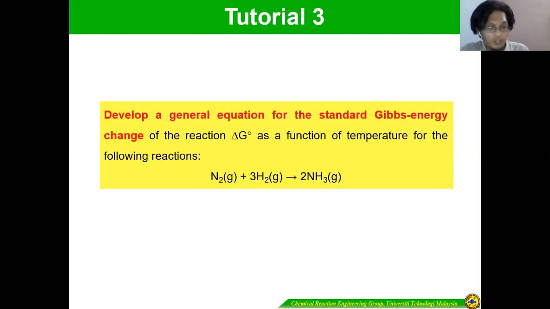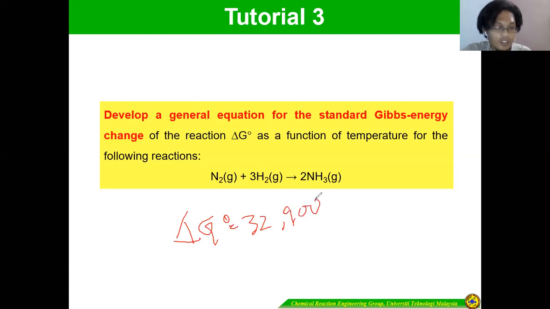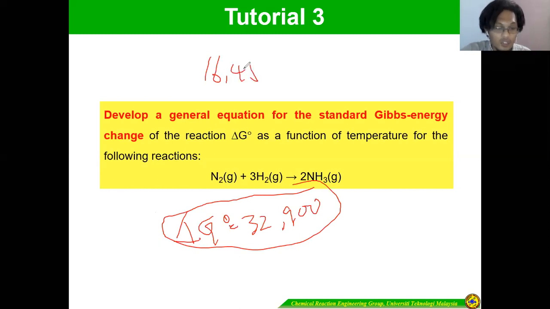Kenapa? Kan delta G yang awal tu kan negative 32,900. Terus yang page 2 itu negative 16,000. Oh tak. The final answer is delta G equal to negative 32,900. This one. This is the answer. I wrote that answer, right? Okay. For 16,450, right, this one is delta G not at 298.